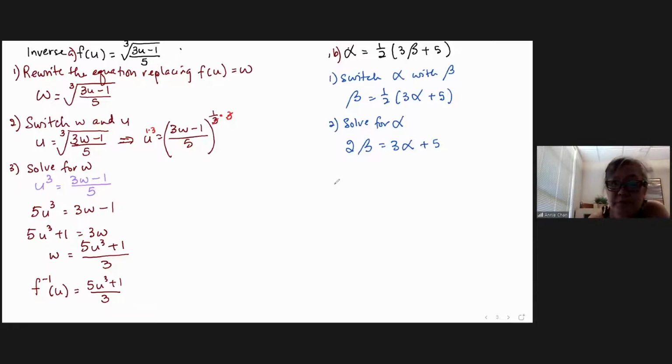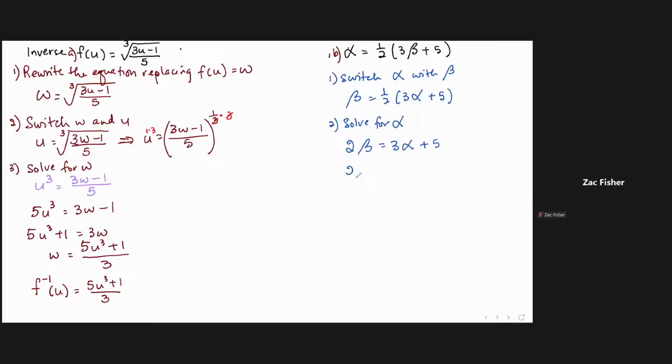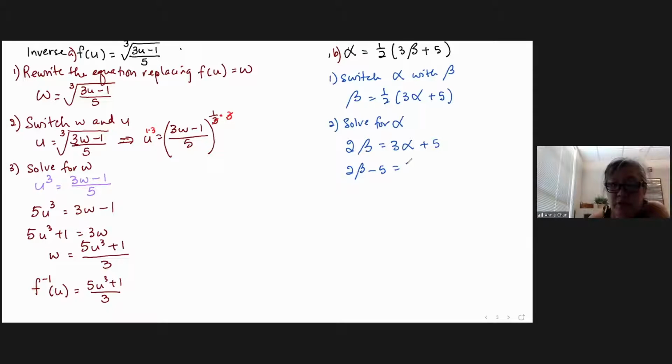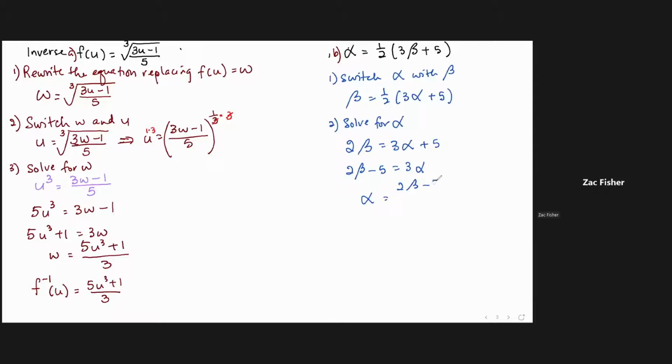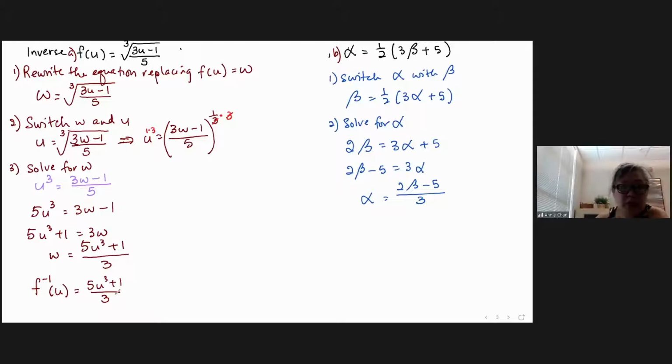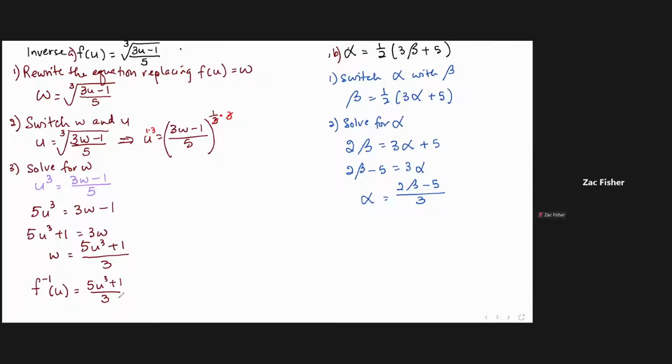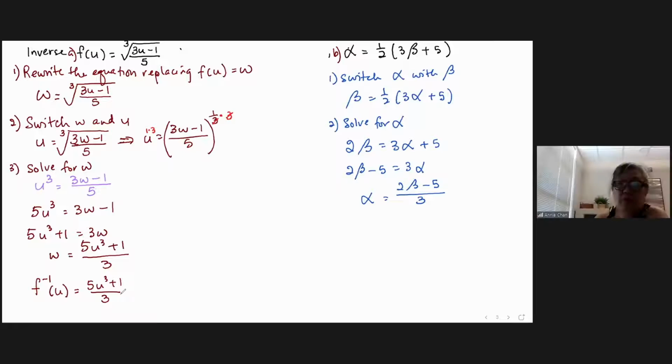And then now, subtract 5. Okay, 2 beta minus 5 equals 3 alpha. And alpha is 2 beta minus 5 over 3. And do I need to change it to this format? No, I don't need to, because they didn't give it to me in that format. They gave it to me in a straight equation like this, right? So I can just leave it like that.